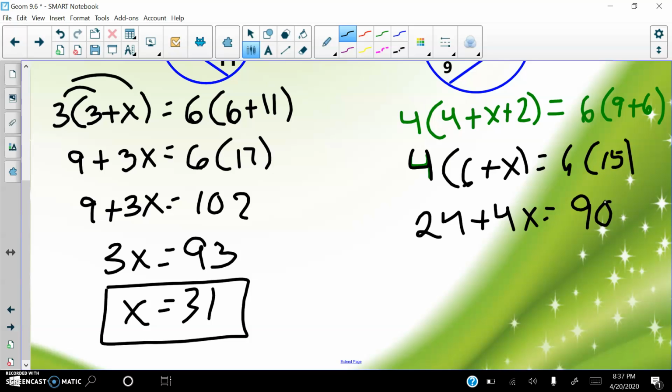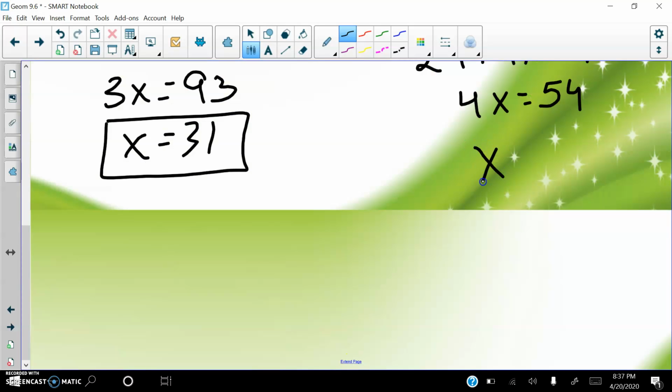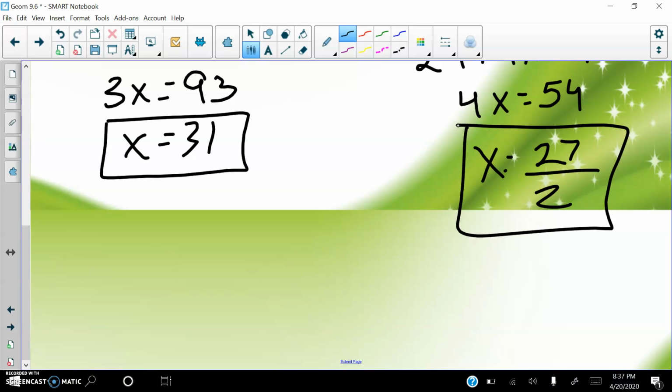Subtract 24 from both sides. 4x is equal to 66. Divide both sides by 4. 54 divided by 4 is 13.5, and you can leave it like that, or if you want exact numbers, don't forget, you can go in your calculator, math, enter, and you get 27 over 2, or 13.5. Either way is fine with me. Only time I really care is when you're dealing with square roots.